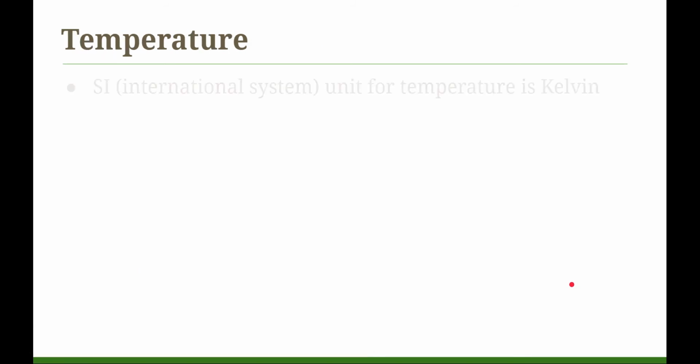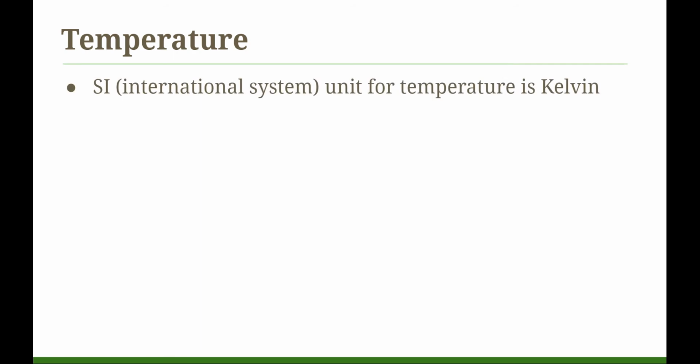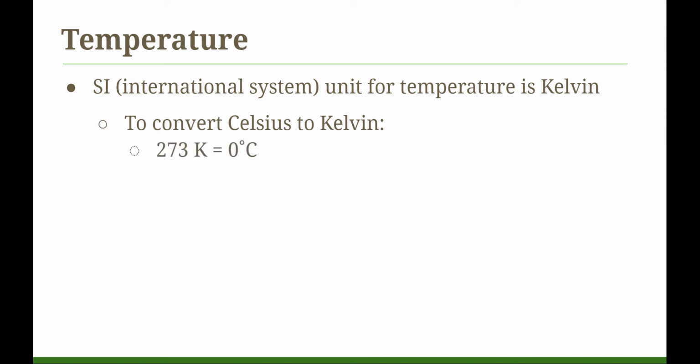When we look at temperature again, the standard unit, what are called the SI units for temperature, is Kelvin. So sometimes we'll need to convert Celsius to Kelvin. The way to do that is we just take our conversion factor here, that 273 Kelvin is equal to 0 degrees Celsius. So to get temperature in Kelvin, we just take whatever our temperature in Celsius is and add 273.